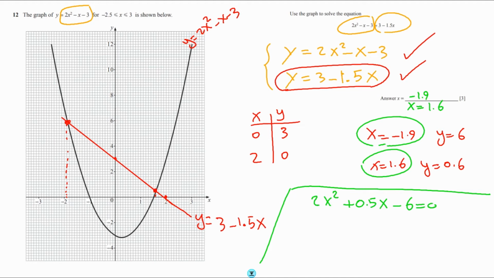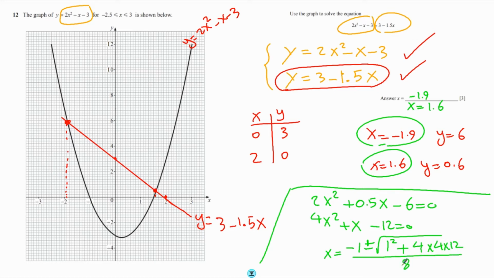I multiplied this by 2 to make a whole number for this equation, so I will have 4x squared plus x minus 12 equals 0, and the solution for the quadratic equation would be x equals minus b, which is minus 1, plus or minus the square root of b squared, which is 1 squared, minus 4ac. Because that's minus 12, minus would be plus. I'm going to write it plus 4 times 12, and that is divided by 8.